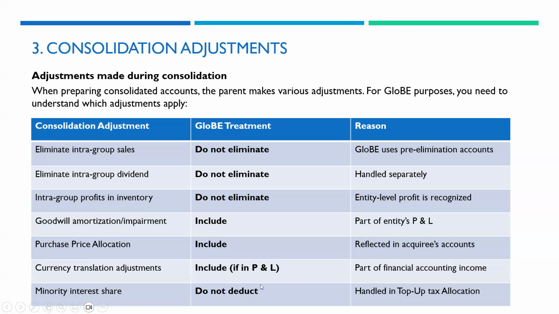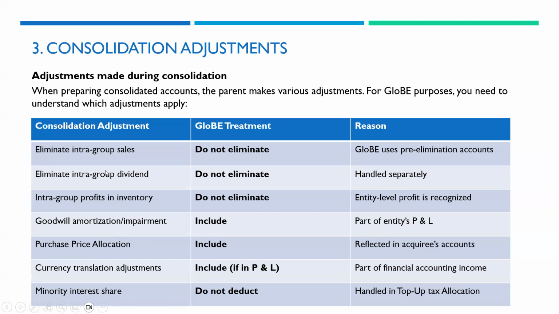Please do not deduct minority interest profit in your GloBE income, because it is handled separately in the top-up tax allocation. We will be using something called the inclusion ratio. So do not deduct the minority share from your GloBE income. Whatever is the GloBE income for that constituent entity during the year has to be taken in. Do not eliminate any consolidation adjustments or the minority interest share. You have to include the full amount as GloBE.